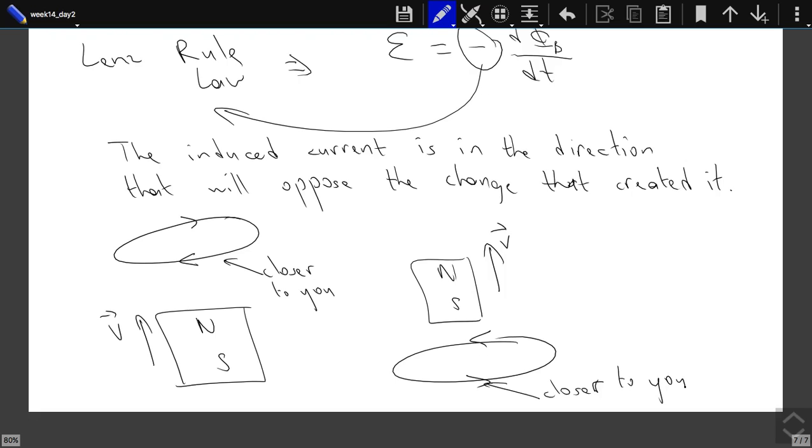Is it a useful way to create AC current? There are easier ways.